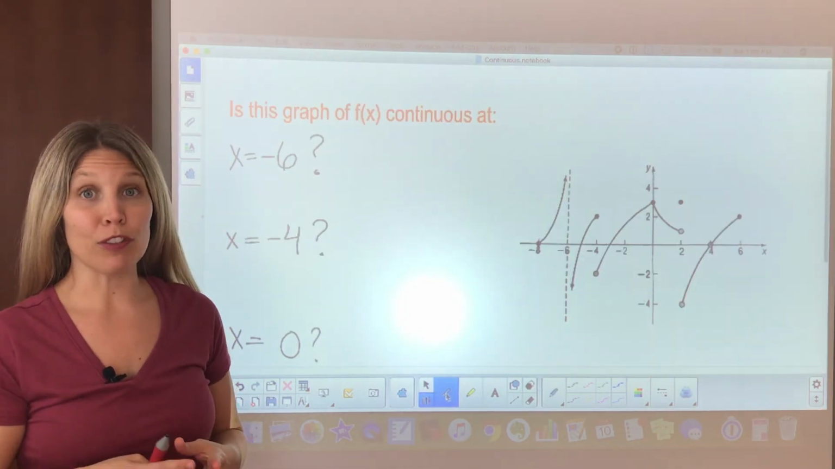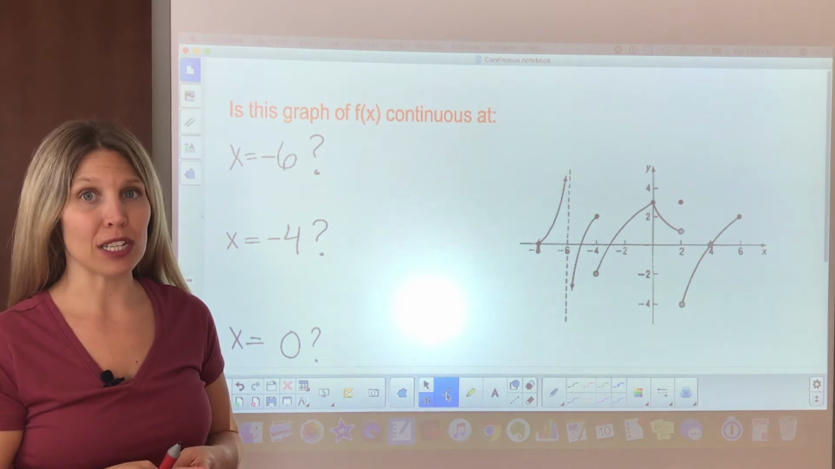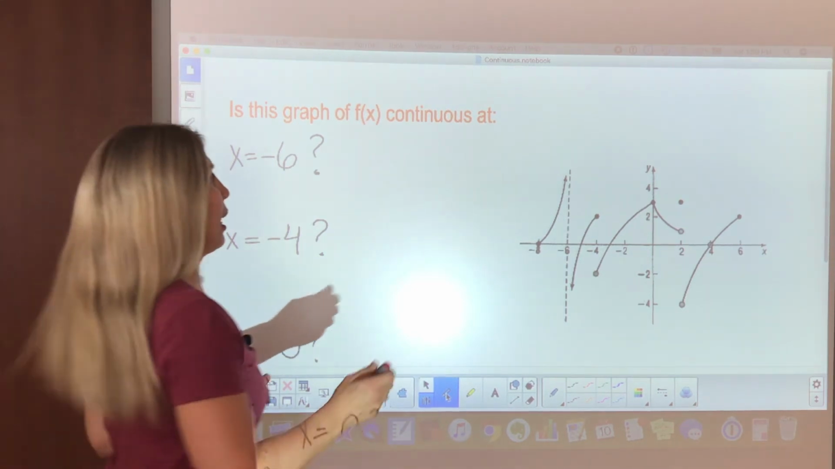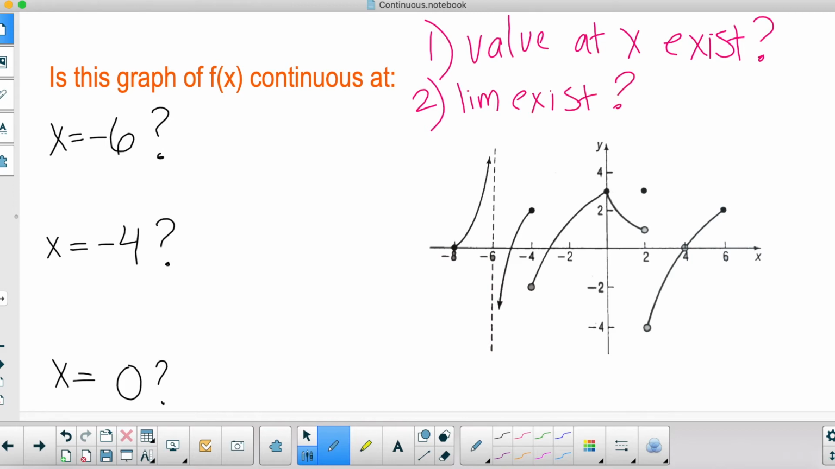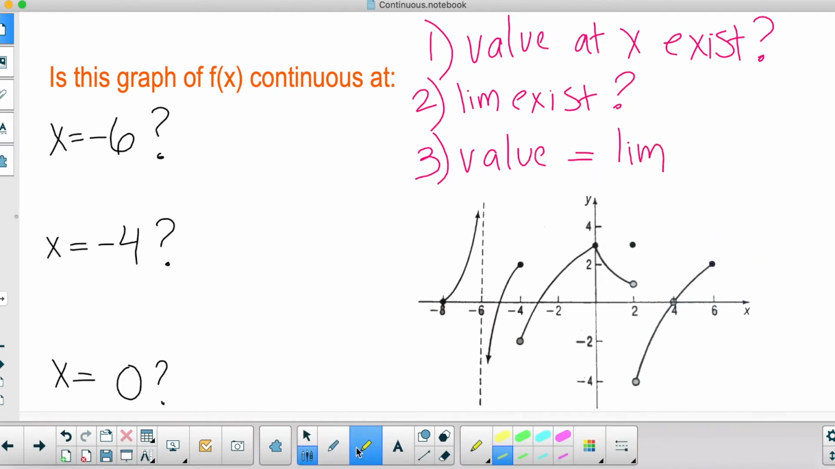Let's try a couple of examples to figure out if these functions are continuous. Again, the first thing you need to ask yourself is, does the value exist? The value at x, does it exist? 2, does the limit exist? And 3, does the value equal the limit? Let's take an example. X is negative 6. Well, when x is negative 6, what do you have there? You have an asymptote line.